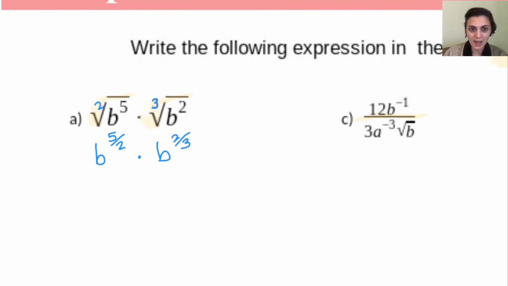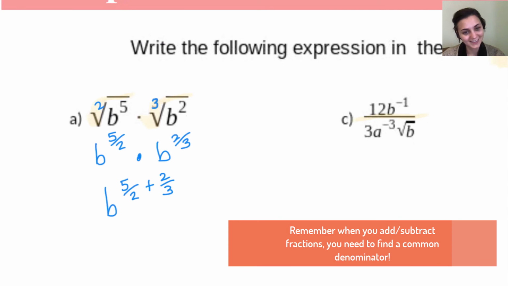And now since they are the same base, I can apply the product rule by adding the exponents. Do you remember how to add a fraction together? You have to get a common denominator. So in this case, the common denominator is going to be 6. So I have to multiply the top and bottom by 3 right there, and the top and bottom by 2. Just a reminder, when you add fractions, you need a common denominator.